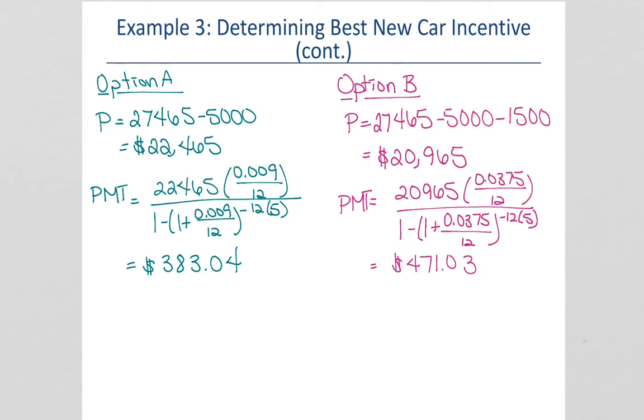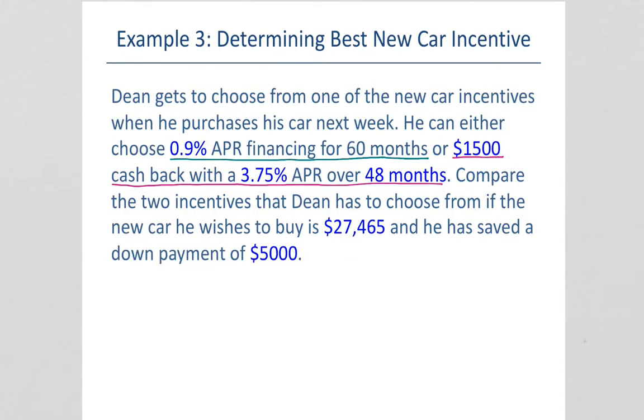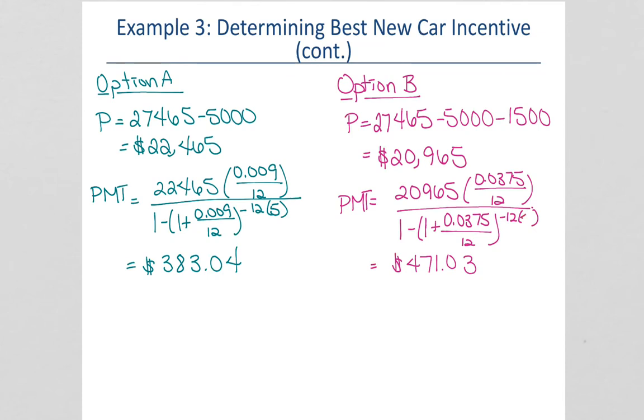But, oh, wait a minute. That's the right number. But this T was supposed to be 4, I do believe, because it's for 48 months. Sorry about that. There we go.